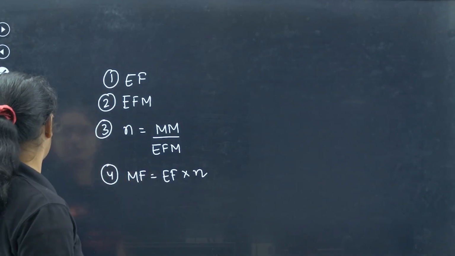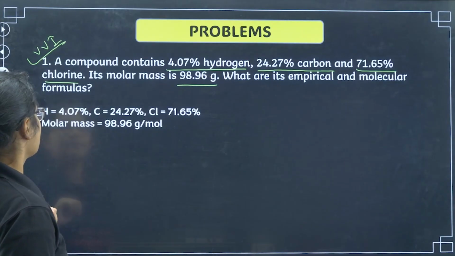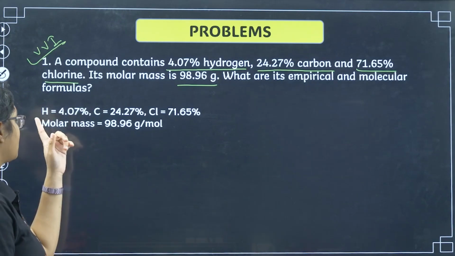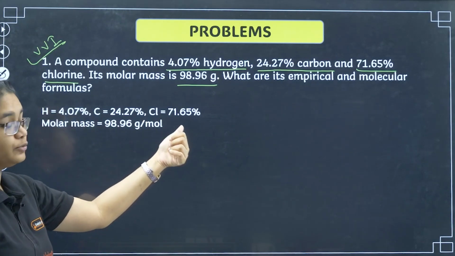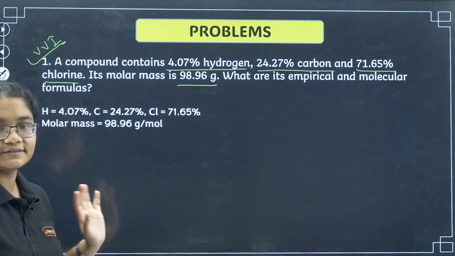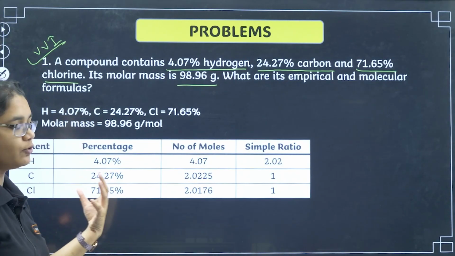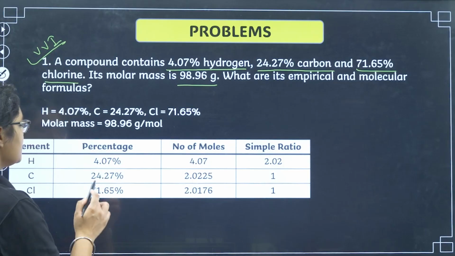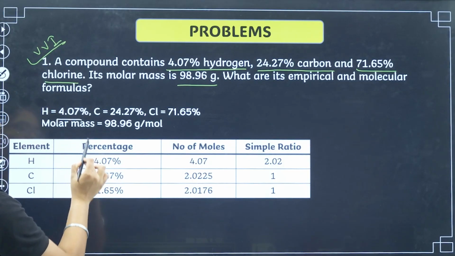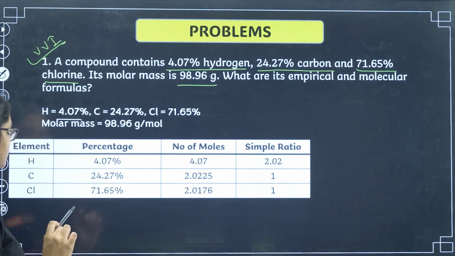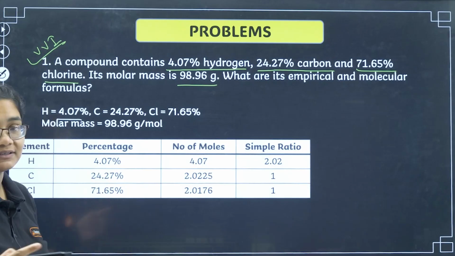Okay, so now we will be solving this question using these steps. So what is given to me in the question? Hydrogen percentage, carbon percentage, chlorine percentage, and the molar mass is given. So first we have to do the table. This table I have already done for you. So percentage, hydrogen is given 4.07, carbon is given 24.27, chlorine is 71.65%.